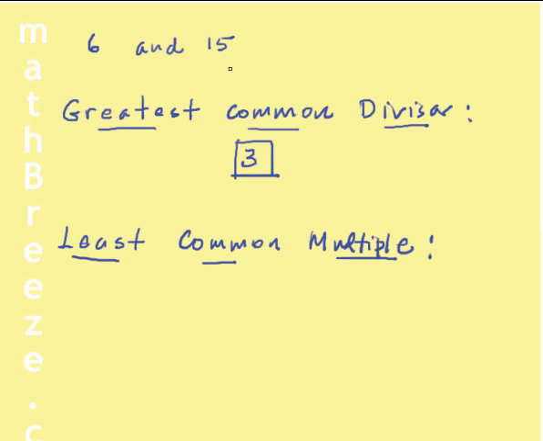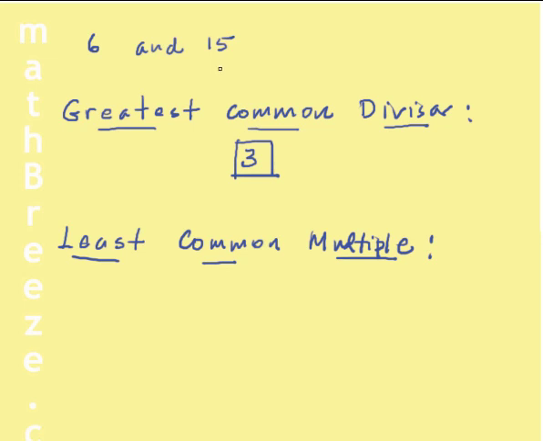Let's look at multiples of 15. 15 times 1 is 15. That's a multiple of 15. 15 times 2 is 30. That's a multiple. 15 times 3 is 45. That's a multiple. 15 times 4 is 60. That's a multiple of 15. So these are all multiples of 15, and 15 divides into those numbers evenly. Now the least common multiple is the smallest number that is a multiple of both 6 and 15.